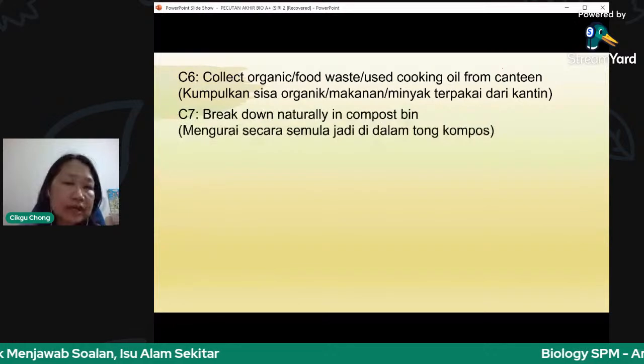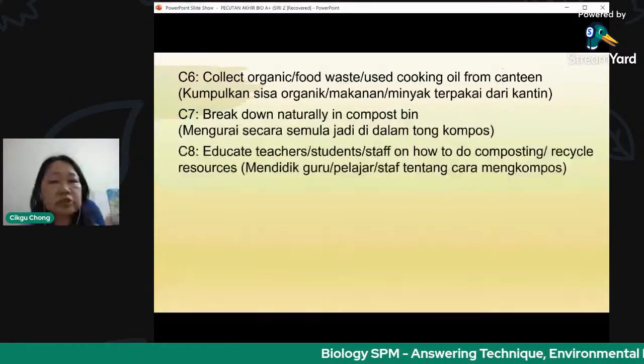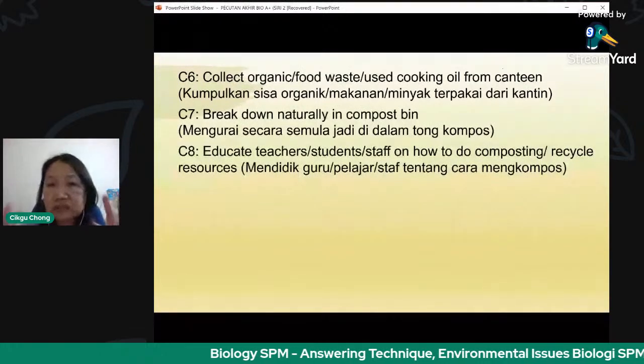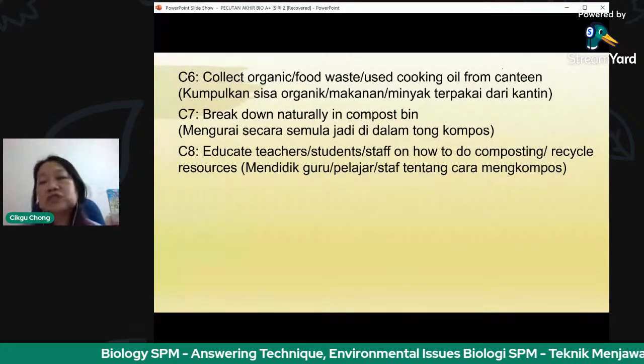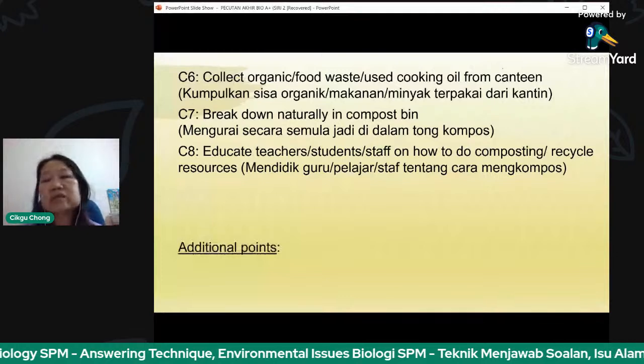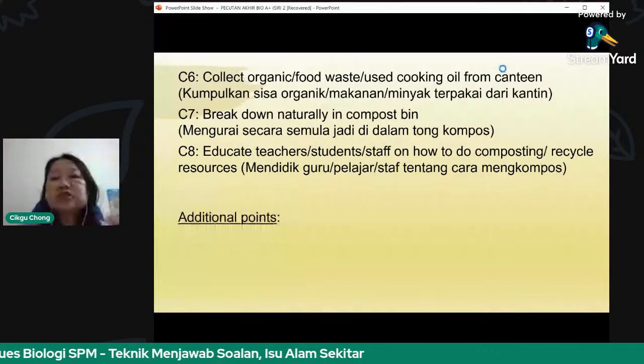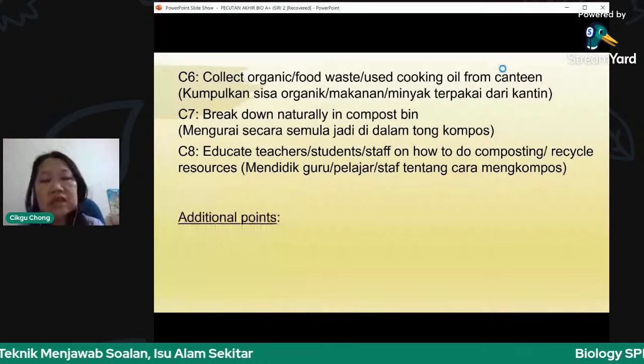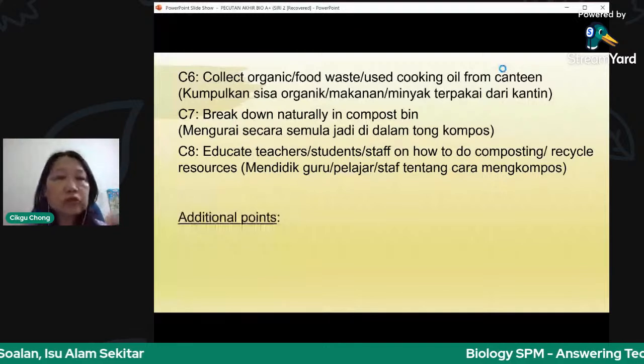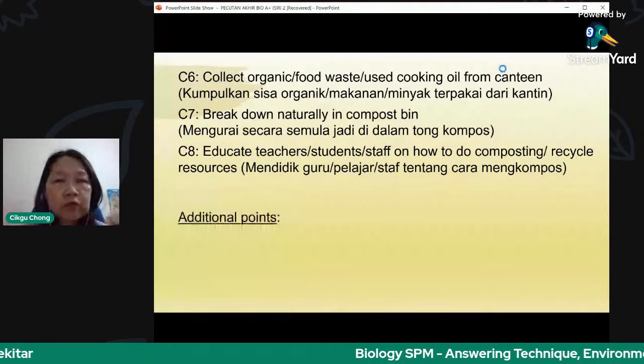Educate, you can also carry out campaigns, educate students, teachers, and staff. This is in the school environment, how to teach them how to do composting or recycle resources. Okay, additional points that you can use. Organize campaign, or maybe you are in the Interact Society or Leo Society. You can organize. This is what you can do in school. Always remember, you limit it to school, because that's what the question wants.